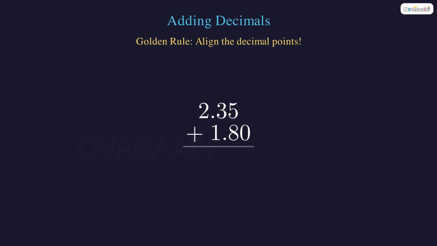Example 1. Add 2.35 plus 1.8. The golden rule. Line up the decimal points. Add a 0 to 1.8 to make 1.80.